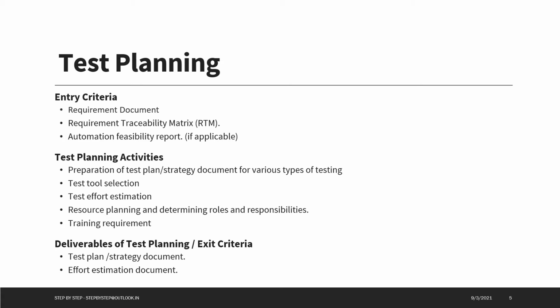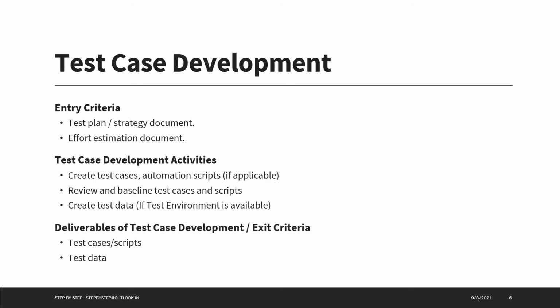Then what will be the exit criteria of this second phase, that is the test planning phase? The test plan and test strategy document and the effort estimation document. So these two documents should be ready at the end of the test planning phase. Then the third stage will be test case development. As we know, the entry criteria will be the same, which we got from the previous phase, the two documents, the test plan and strategy document and the effort estimation document. So in test case development, what needs to be done? Create test cases and automation scripts if applicable. So if you need to automate something, you should automate it.